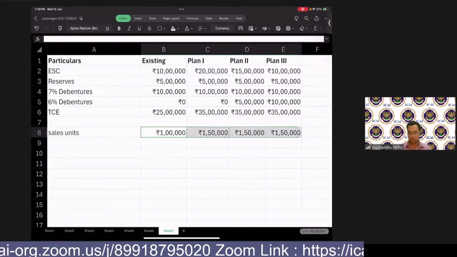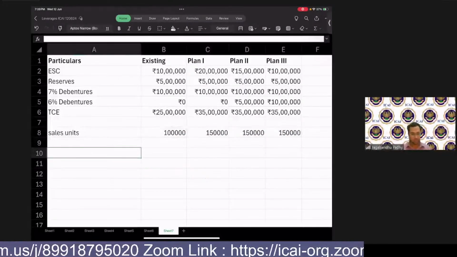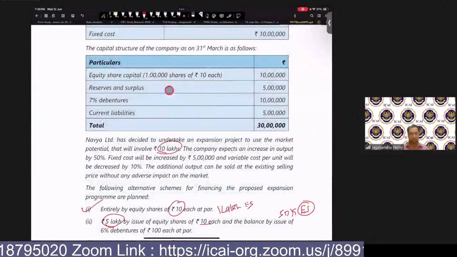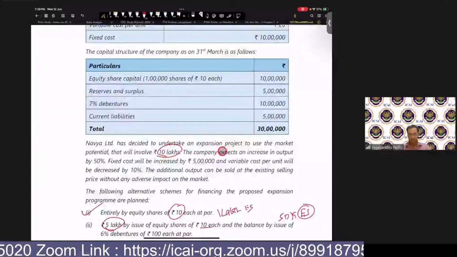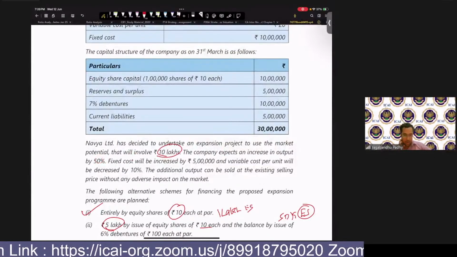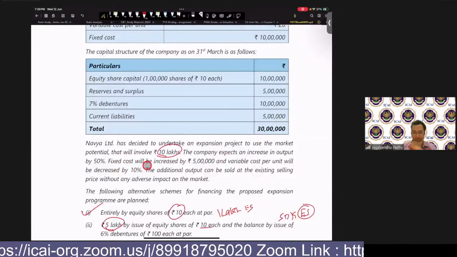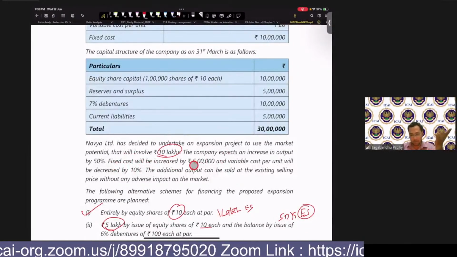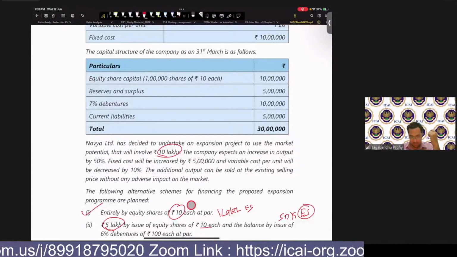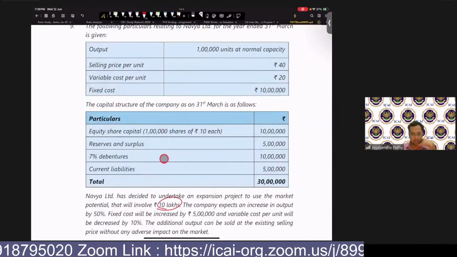Okay, so these are the units and not in terms of rupees. Sales units. Now the sales values. If you look at the numbers, the question says that the company expects to increase the output by 50%. So 1 lakh sales will become 1.5 lakh sales. Fixed cost will be increased by 5 lakh. Variable cost will decrease by 10%. So I need to consider variable cost. But there's nothing mentioned about the sale price. So I'm presuming that it's going to be the same figure.